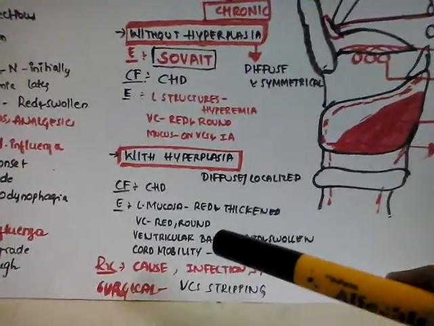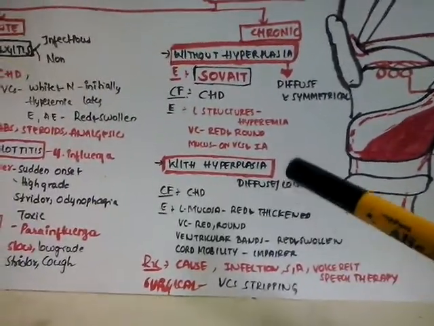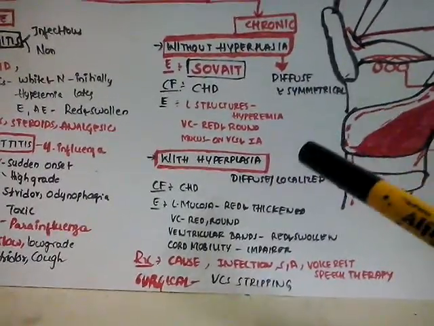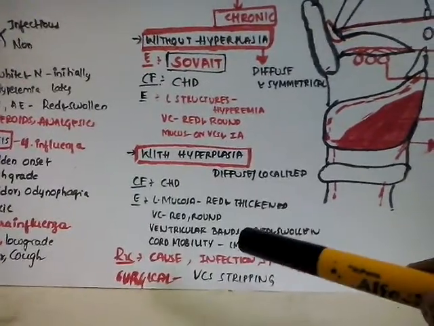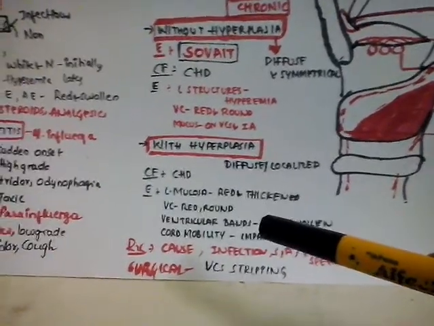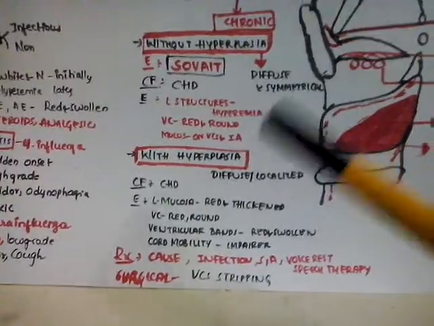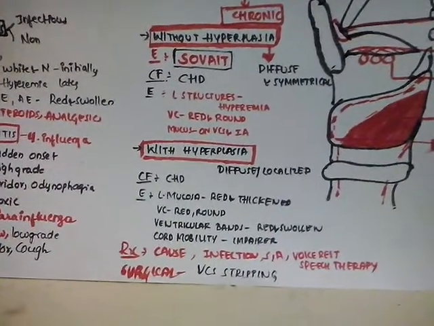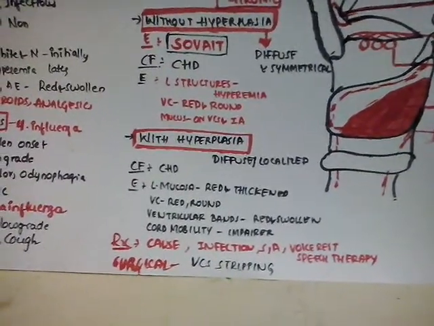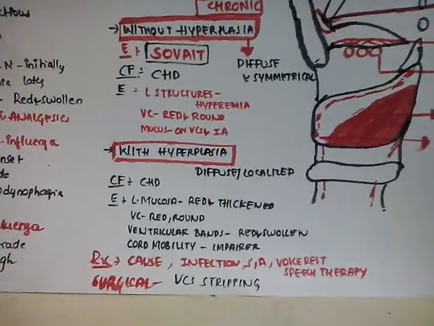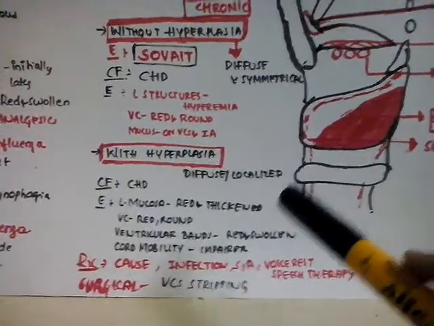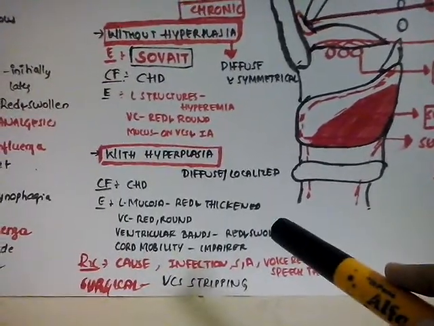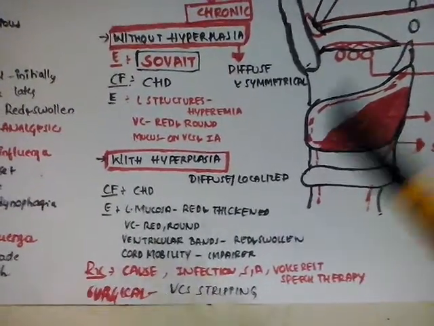Treatment: first, treat the cause, like avoid smoking, alcohol, treat the infection. For harshness of voice, voice rest and speech therapy. And surgical treatment is vocal cord stripping, that is removing some part of the vocal cord. In some cases, removing hyperplastic and edematous mucosa is also done in selected cases.